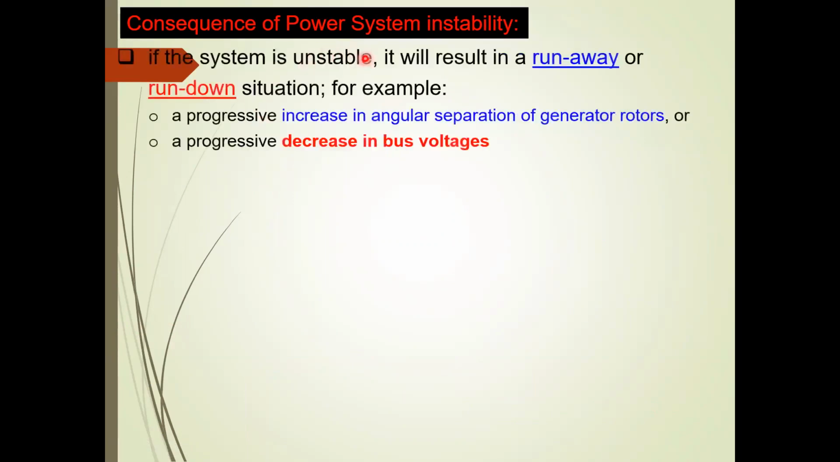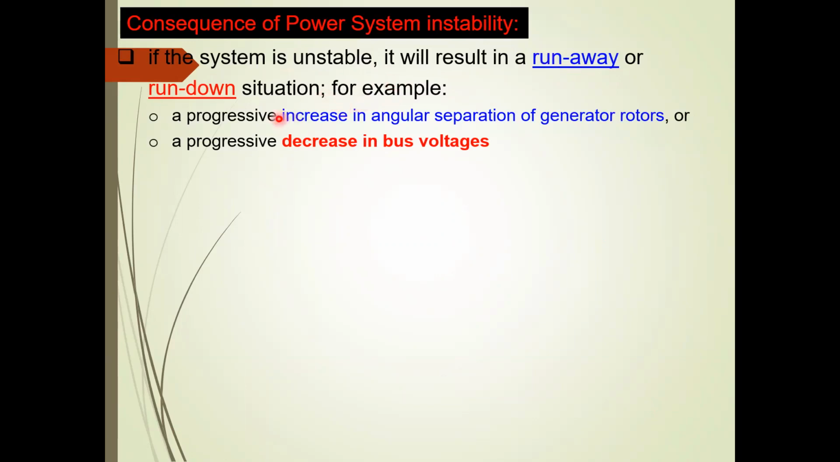No. Okay, then. So here I have this slide to explain a little bit more what could happen if the system becomes unstable. So that is the consequence. If the system becomes unstable, you may have a runaway situation or a rundown situation here. These two are different depending upon the variables they are associated with.